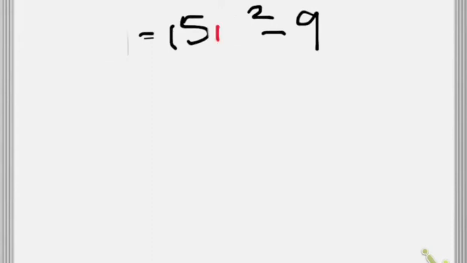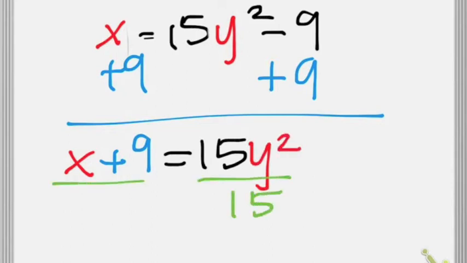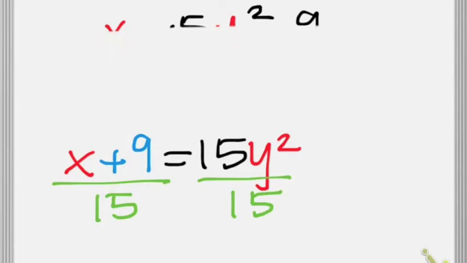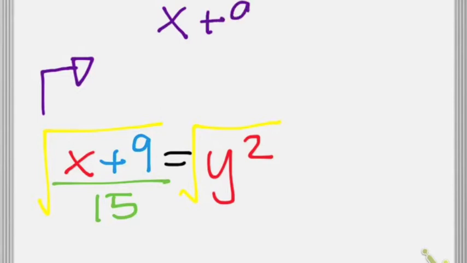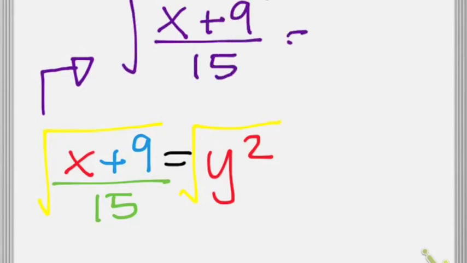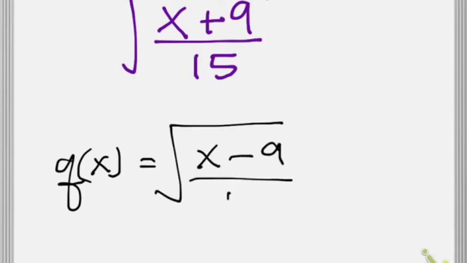So here's how you should have done it. You take p of x, which is basically y, and you swap it with x. Then you add 9 to both sides to begin to isolate for y. Then you divide both sides by 15, and you take the square root of both sides. This gets you x plus 9 over 15 under a radical equals y, and since that was not equal to our original q of x equation, these two equations are not inverses.